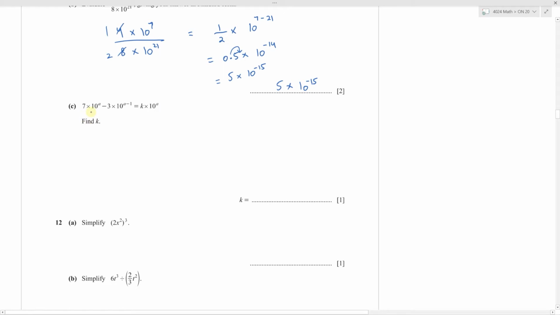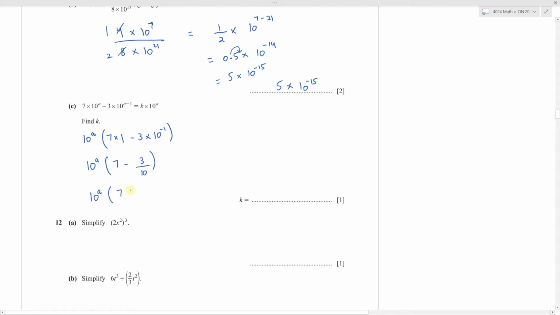Part C is you're given this, find the value of k. So let's simplify the expression on the left hand side here. I can take 10 power a as common. It's present in both. And then I'm left with 7 multiplied by, I've taken 10 power a outside, so this will be just 1. And then minus 3 into, I've taken 10 power a outside, so I'm left with 10 power minus 1. So this will become 10 power a, 7 times 1 is 7 minus 3 times 10 power minus 1, which means 3 over 10.